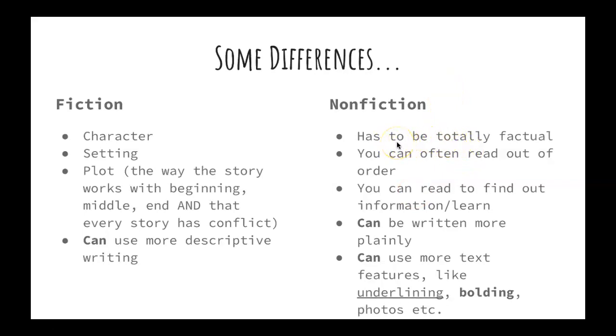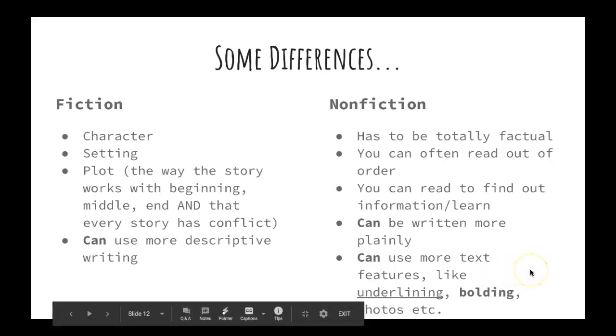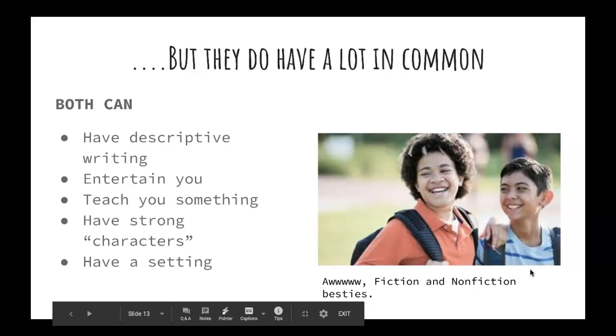Nonfiction has to be totally factual. Fiction often has facts, but nonfiction can't have anything made up. You can often read nonfiction out of order. Like, if you have an encyclopedia of animals and you just want to read the panda part, go ahead. That's totally fine. Some nonfiction you should read from the beginning to the end, but not all. You can read to just find out information or learn. It can be written more plainly, like just the facts, and it can use more text features like underlining, bolding, and photos. Here's what they have in common.